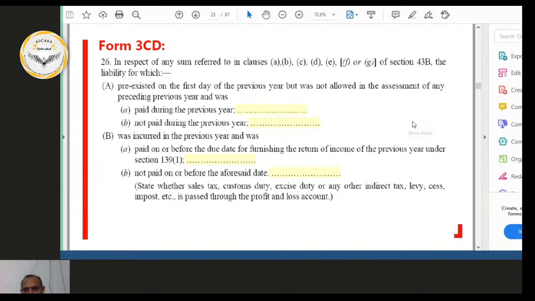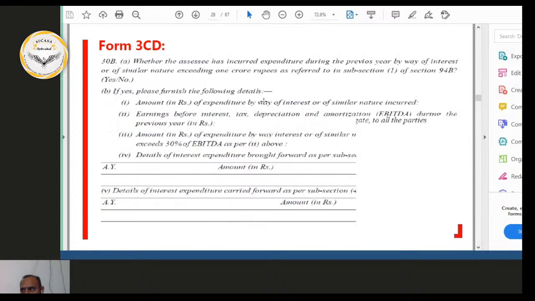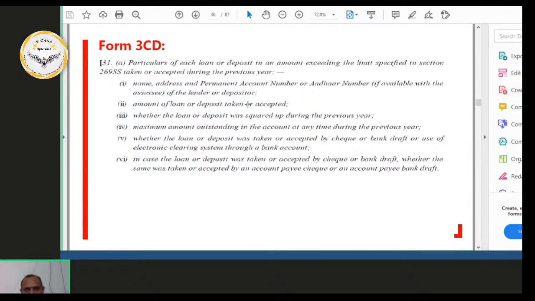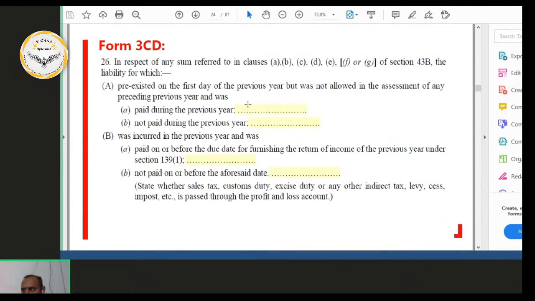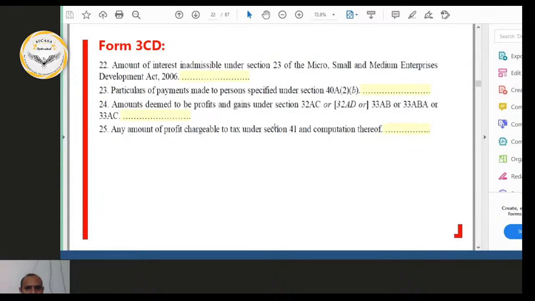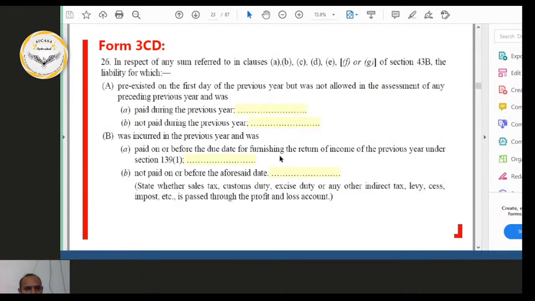Whether the PDF is visible? No? I scrolled to the next class. When I'm scrolling, it is hopping. Sorry, students, I did not observe that it was not visible. Right now we are in class 26.